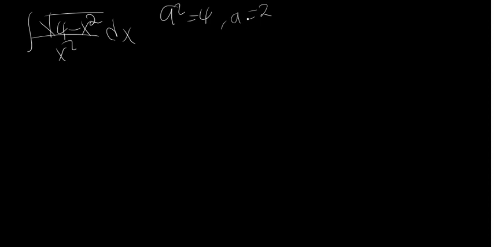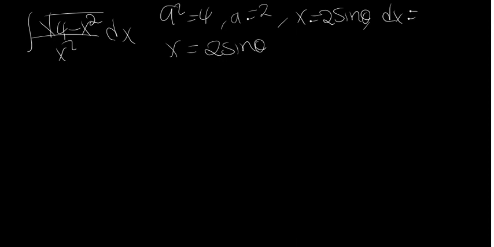Okay, what of x? We said x we are going to be replacing with a sine theta when we have got this formula. But now what is our a? Our a here is 2, so it's going to be 2 sine theta. Now let's differentiate this function. So we're going to have x is equal to 2 sine theta. What of dx? Let's differentiate this function which we have there.